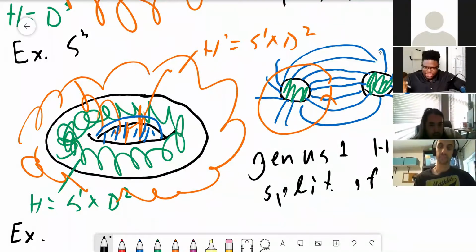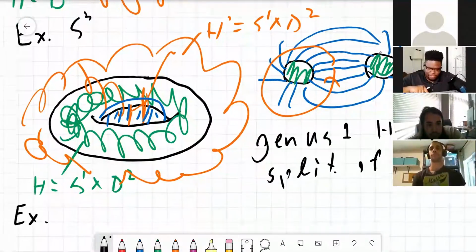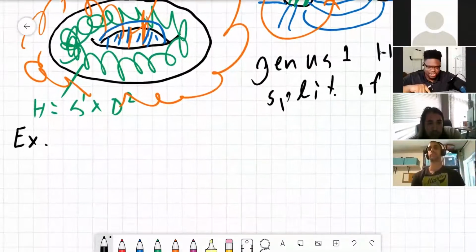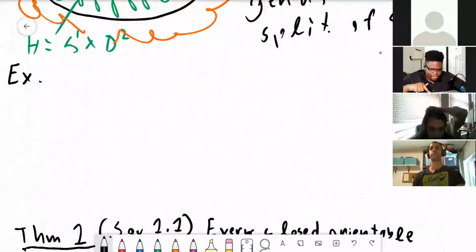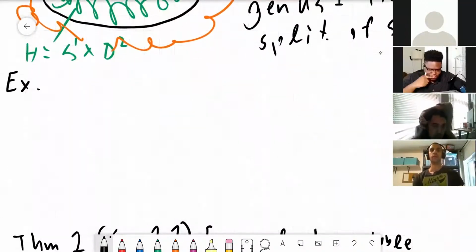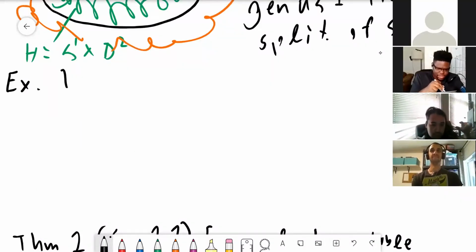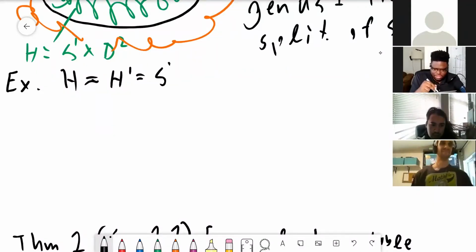Now, of course, these examples might seem a little easy because we sort of started with the manifold, and we can easily visualize S3. Let's do another example. Let's now start with some handles. So let's say that our two handles are solid tori.